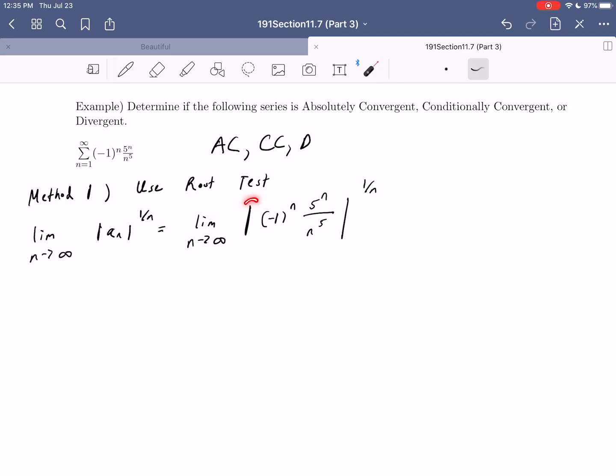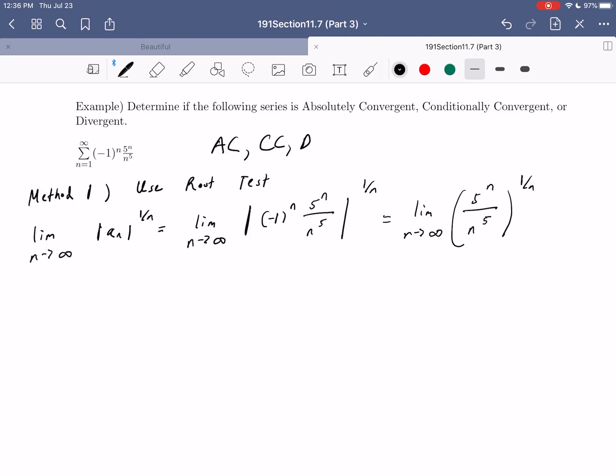Now, here, that absolute value is going to matter. It's going to remove that alternating piece. Otherwise, this is always positive, so we don't need absolute value bars for that. And we get the limit as n goes to infinity of 5 to the n over n to the 5th, to the 1 over n. Now, we can distribute that 1 over n to both things. Notice that if there were any pluses or minuses in the expression, we wouldn't want to use root test because it's impossible to distribute exponents over addition and subtraction. But here, since we just have a quotient, it's very easy to distribute this.